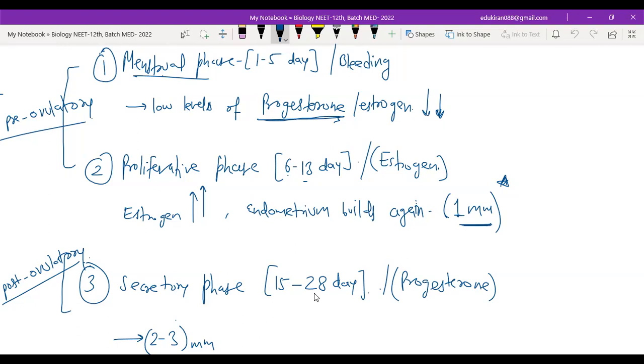So already it was around 1 mm, right, in the proliferative phase. So it becomes 2 to 3 mm in the secretory phase.